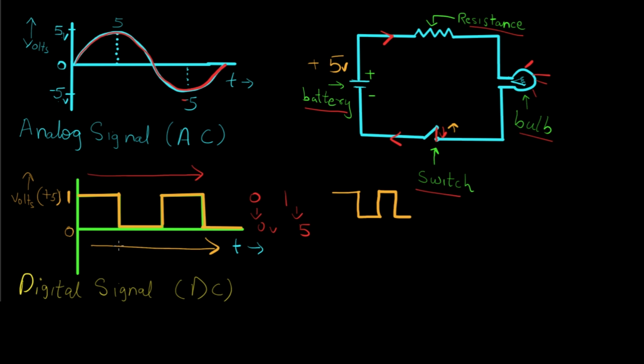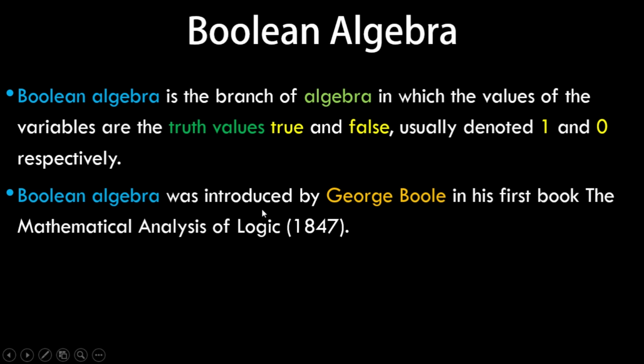So now that you understand what a digital circuit is and what digital signals are, let's move on to understanding the concept of Boolean algebra. Boolean algebra is a branch of algebra in which the values of the variables are truth values, true and false, usually denoted by 1 and 0. It was first introduced by George Boole in 1847.